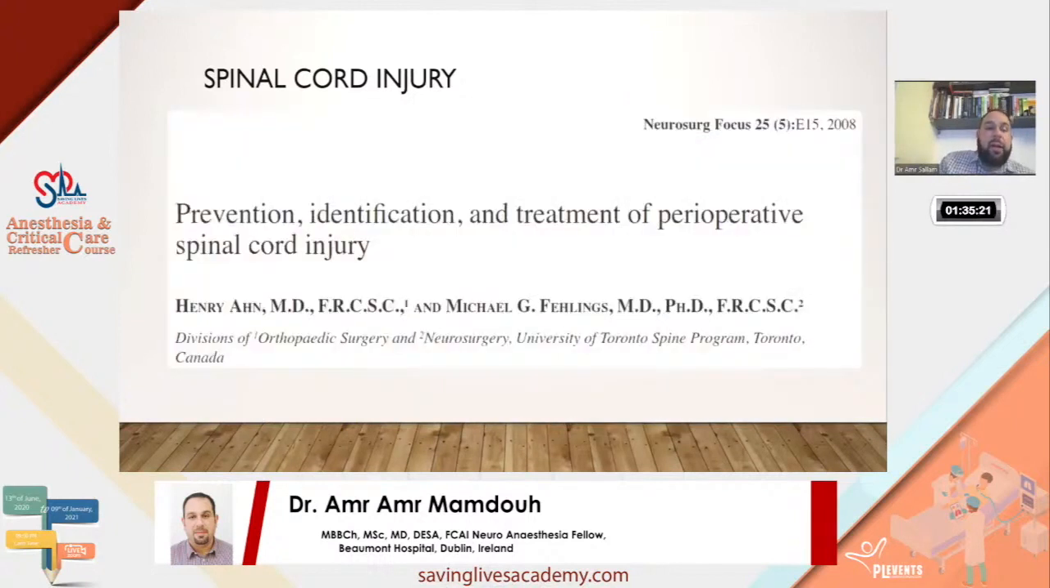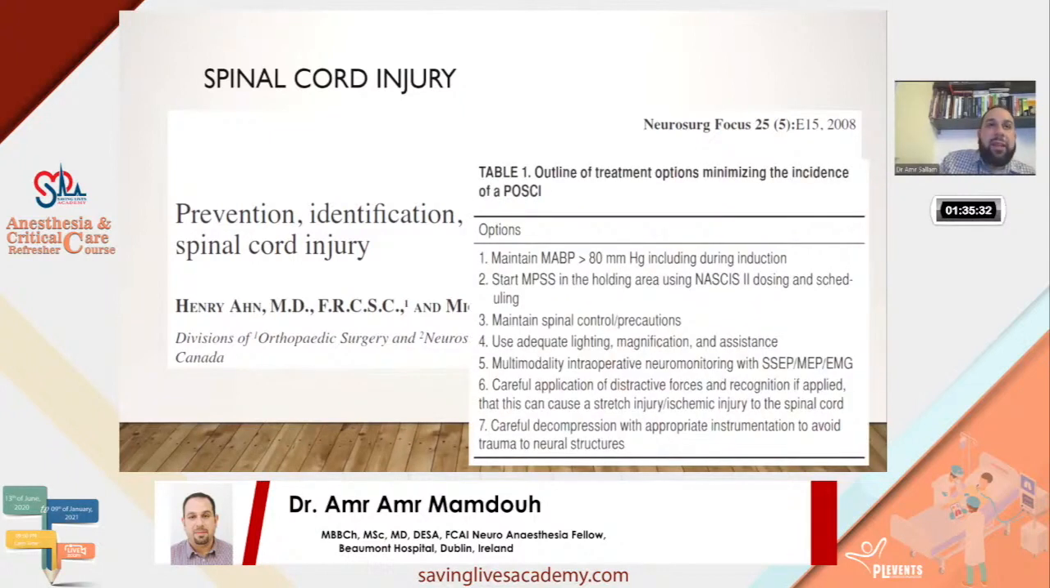At the University of Toronto, they developed and published this in 2008, talking about perioperative spinal cord injury. They outlined the treatment and management. I'd like to point to some points. The first point is to maintain the mean arterial pressure at 80 millimeters of mercury. We have a specific number, but we still stick to within 10% of the individual's baseline. If we have a younger patient, we prefer to have a higher one. A higher MAP is very favorable for these patients.